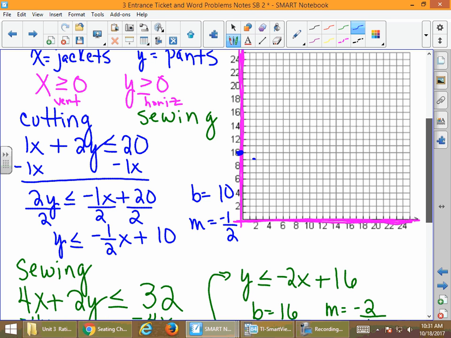Down 1 to the right 2. Down 1 to the right 2, and so on, repeating that pattern. Again, I'm drawing freehand, so I like to put in a bunch of points. It helps me for another reason as well. But most of you have a ruler that you can use to help draw that line.